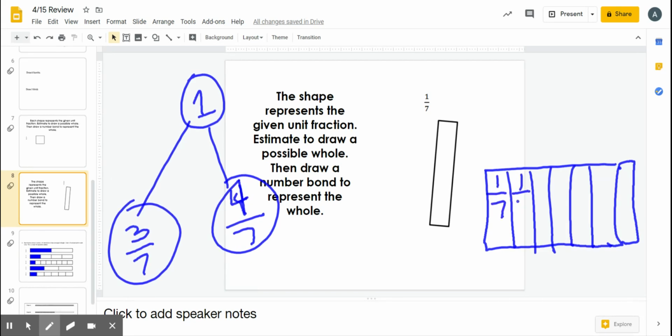So here's 1, 2, 3, 4, 5, 6, 7. So my shape has 7 equal parts. And then on my number bond, instead of doing the 7 pieces, I know that my fractions have to equal 7 total pieces. So I know that 3 plus 4 is 7. So 3/7 plus 4/7 equals 7/7, or 1 whole.